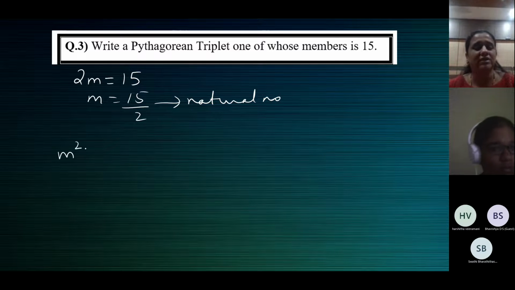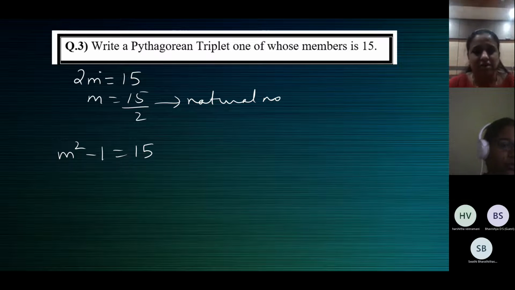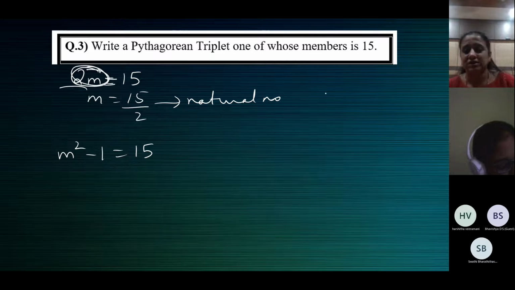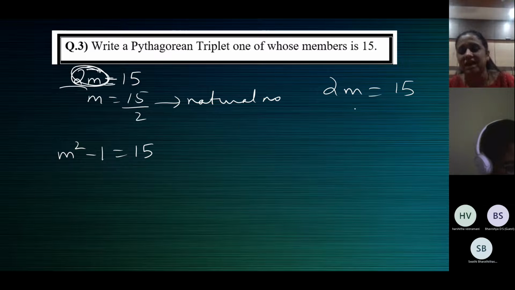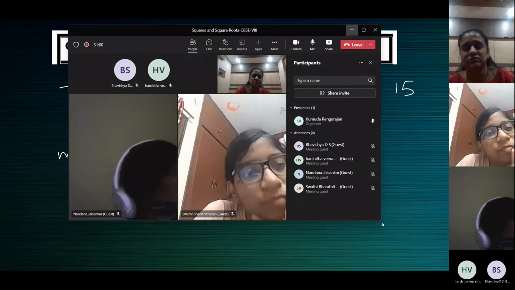Okay, let's try m square minus 1. Please understand why we are equating. One member should be 15. So 2m is a member, right? Supposing 2m is 15, this member is 15. I'm trying if this member can be 15. But since I'm not getting a natural number for m, 2m cannot be 15. Am I clear, children?